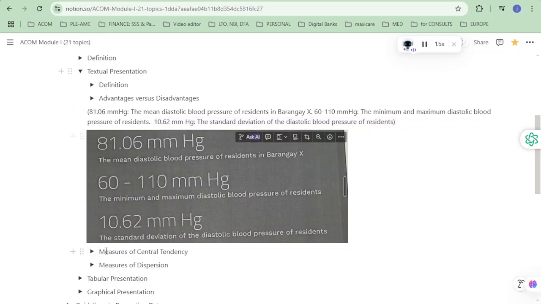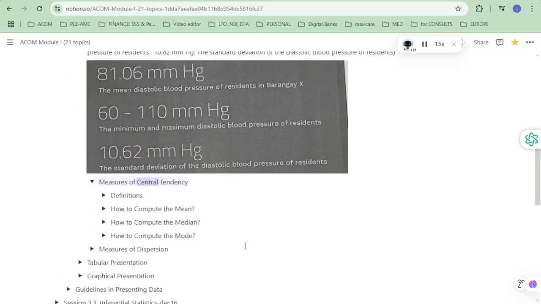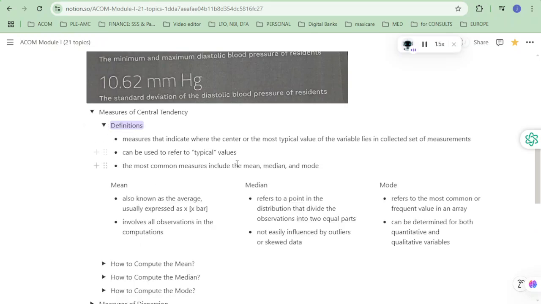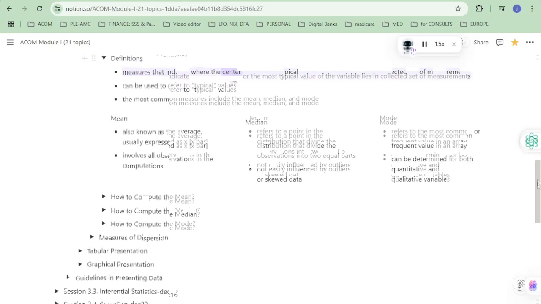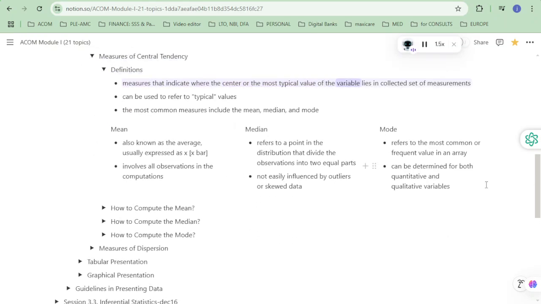Measures of central tendency. Definitions. Measures that indicate where the center or the most typical value of the variable lies in a collected set of measurements. Can be used to refer to typical values. The most common measures include the mean, median, and mode.